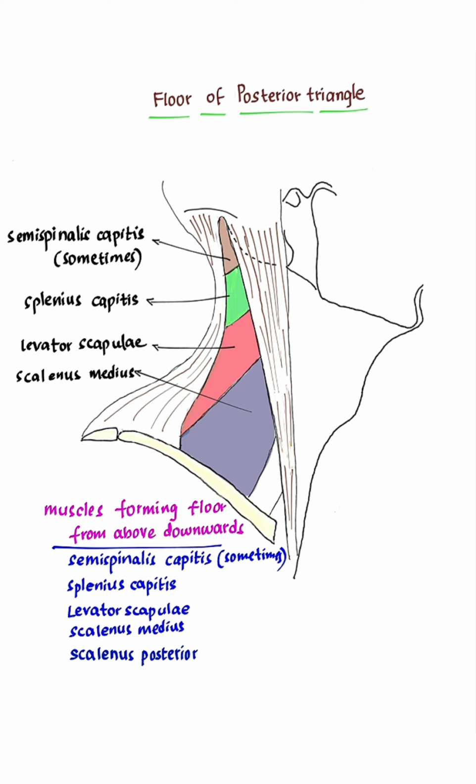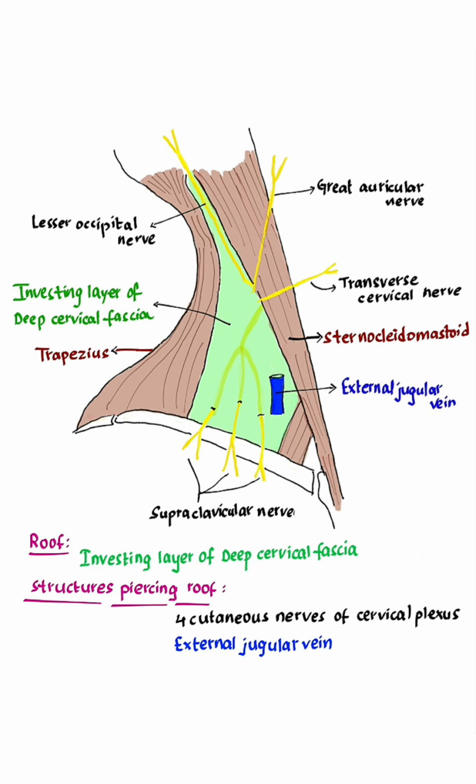Floor of the posterior triangle. The floor of the posterior triangle is muscular. Muscles forming the floor from above downwards are semispinalis capitis, splenius capitis, levator scapulae, scalenus medius, and scalenus posterior. Remember 4S and 1L. Semispinalis capitis is sometimes included.